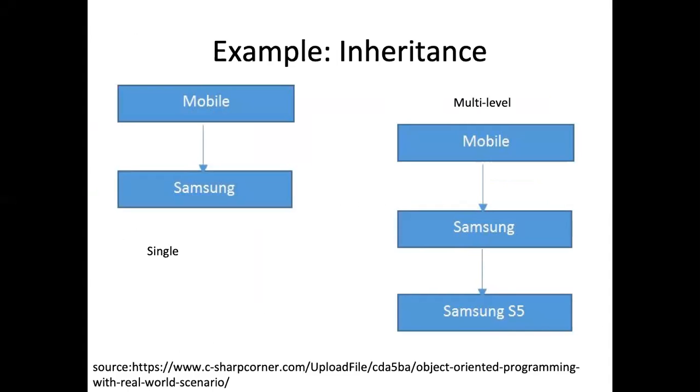सो सैमसंग S5 के अंदर अगर मल्टीपल वेरिएंट्स अगर आपके पास आते हैं, तो आप इसके नीचे भी जा सकते हैं, और what you can do is that you can have multiple hierarchical sort of inheritance underneath Samsung S5. और सैमसंग के नीचे भी आप मल्टी लाइक हायरार्किकल स्ट्रक्चर्स बना सकते हैं.